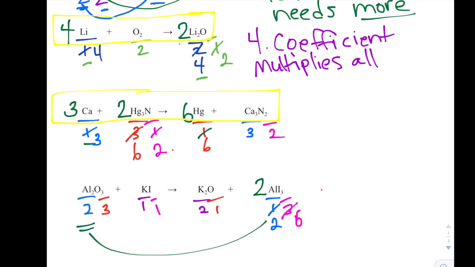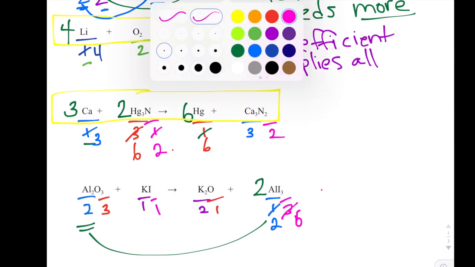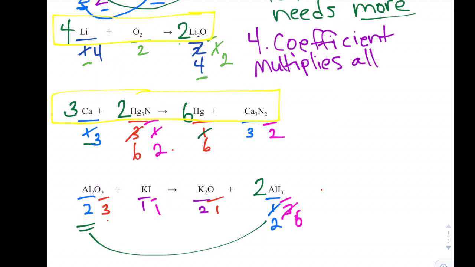Next one, I'm going to go back to the left and go to the next element that I see, which is the O. O3 and then O1. So where I need more is where I put a coefficient. Don't change subscripts, so I have to put a 3 and it has to go in the front because 3 times 1 is 3. And now those balance, the 3s. So my Als and Os are good.